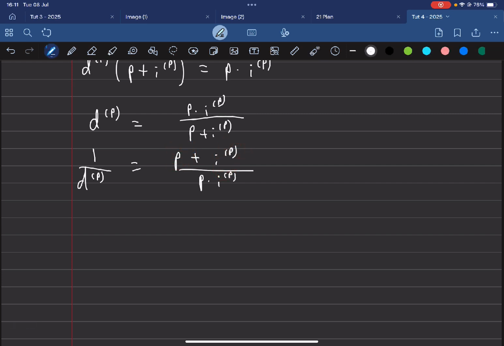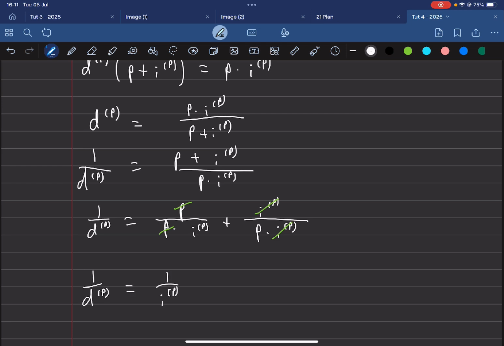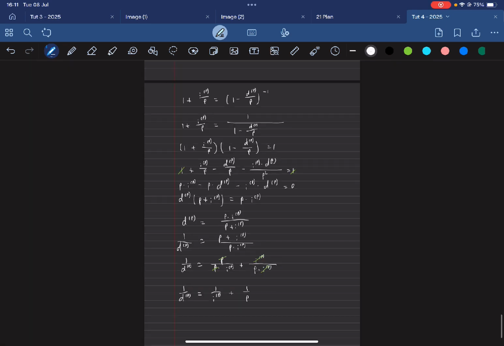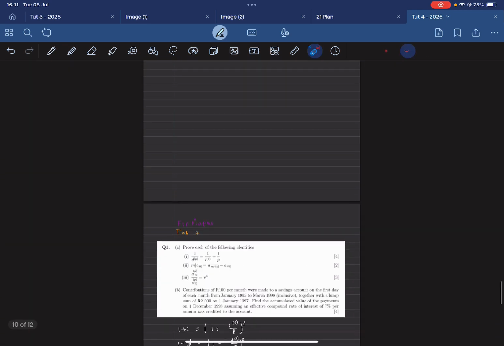We can write this as 1 over dp is equal to p over p times ip plus ip over p times ip. Okay, and we see that and that cancel, and that cancel. So we get 1 over dp is equal to 1 over ip plus 1 over p. And that looks exactly like the identity we're trying to prove.